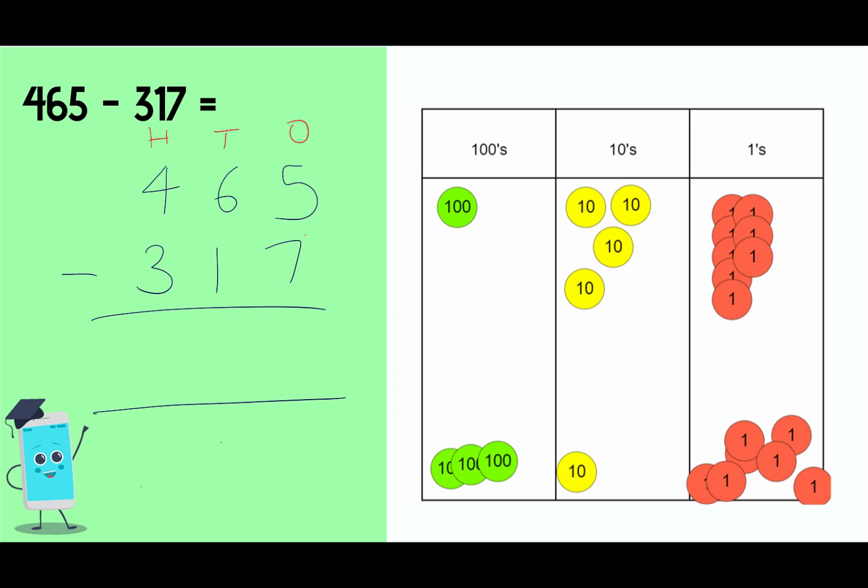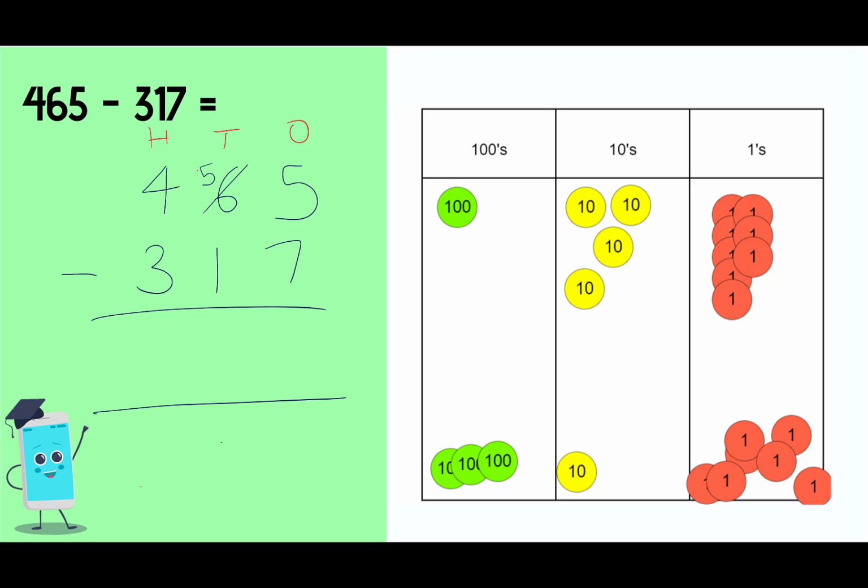I can't take 7 away from my 5. I need to borrow a 10. Just like the place value counters, when I don't have enough here, I can borrow from the next column. So I'm going to borrow 1 ten. I cross that out and write down that I've borrowed 1.